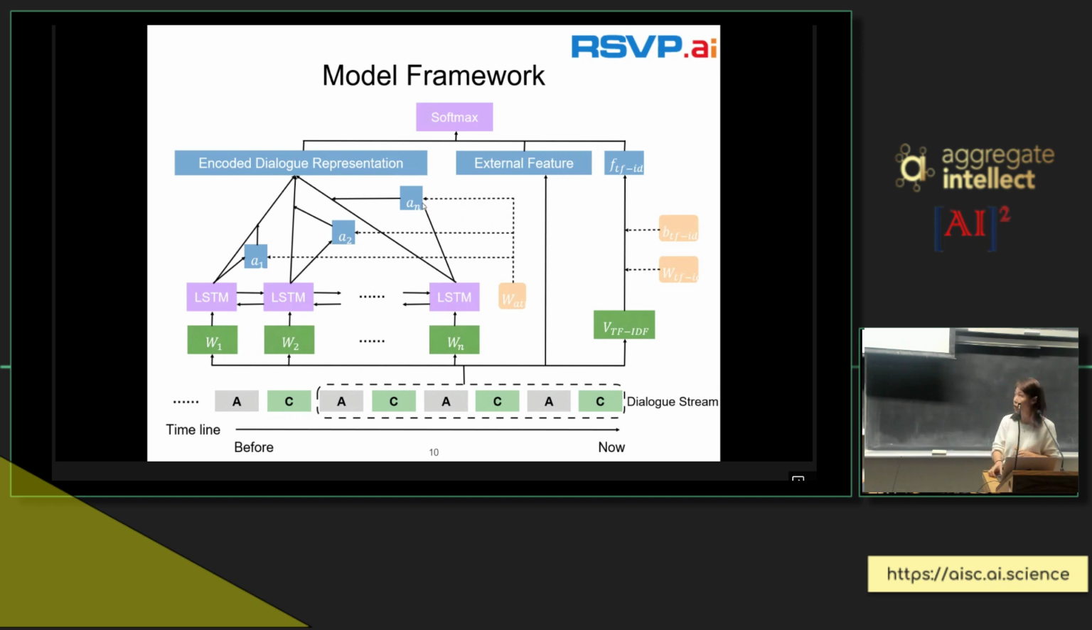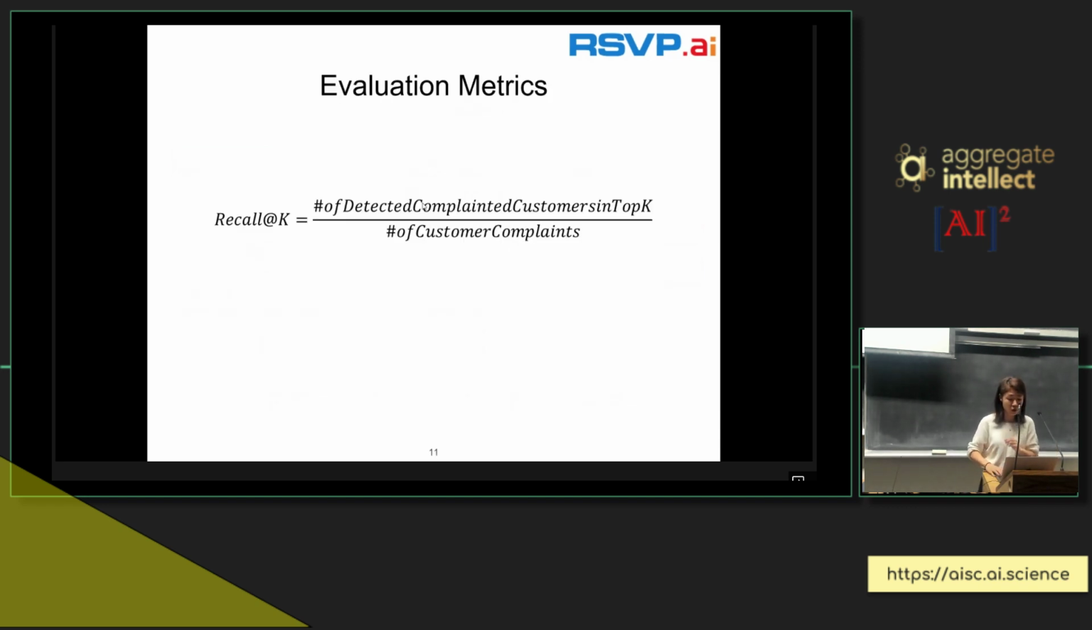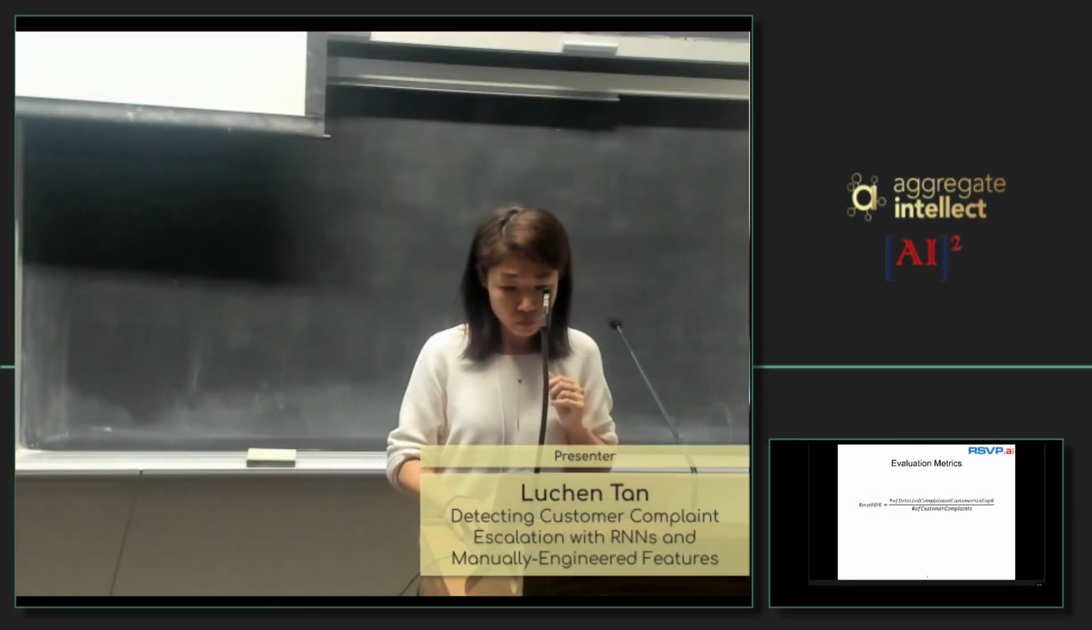So this is our evaluation. We evaluated the model by using recall. The recall is defined as the number of detected complaint customers in top K. K here means that, for example, the company has a specialist pool that we report to, and then these specialists will try to handle the complex cases of these customers and try to solve their problems more efficiently. So the K depends on the size of the pool. And then we divide it by the number of customer complaints on that day.